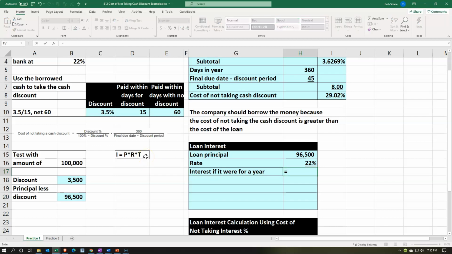So I'm going to say, all right, we got the 96.5 times the 22%. We would be paying $21,230 if we were paying interest on the entire year, but we're only paying interest, of course, for the difference between the 60 minus the 15, or the 45 days. So now we have to think about the fraction of a year. You could think about it as 45 days over the total days in a year, which we're going to estimate at 360.